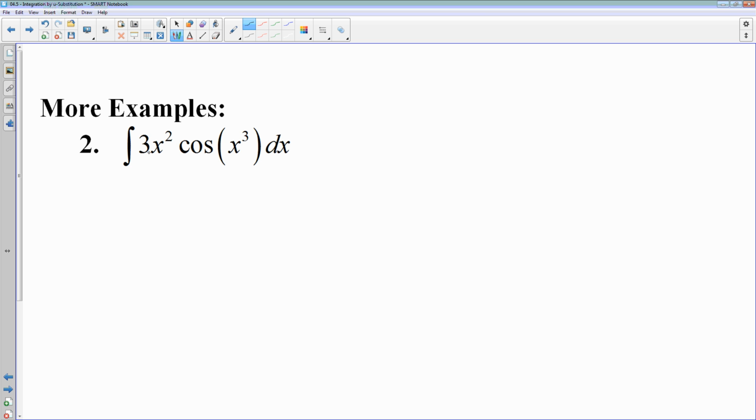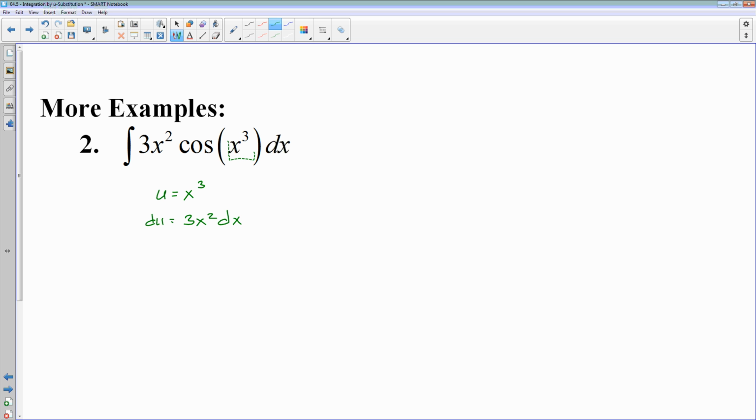Let's try this one. Looking for an inside and its derivative. When you have a trig function, a good place to look for the inside is the angle. So I'm looking right here, and I'm going to see what happens if I let u equal x cubed. Well, if I do u, I've got to find du, and the derivative of x cubed is 3x squared. And I'm going to go ahead and skip the step where I wrote du dx and then multiplied by dx, I'm just going to go ahead and stick the dx over there with the 3x squared.